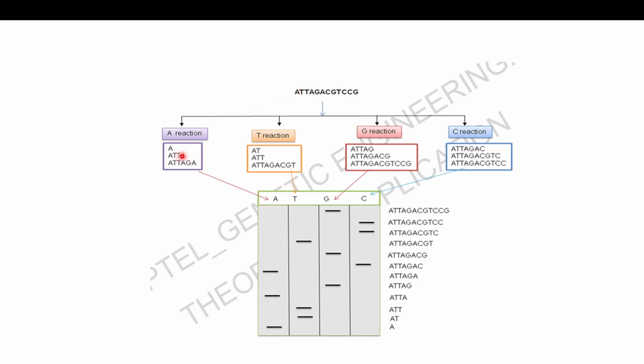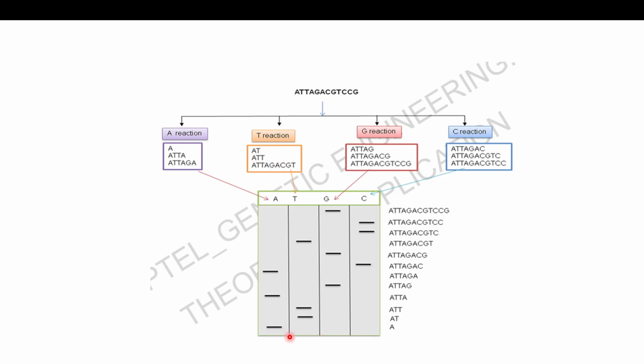Now, if ddATP is there, then it will stop at this part only. Like only A and T will be formed. Then it will stop at this part. Okay. So similarly, for the other reaction tubes, this is how different fragments will be generated.